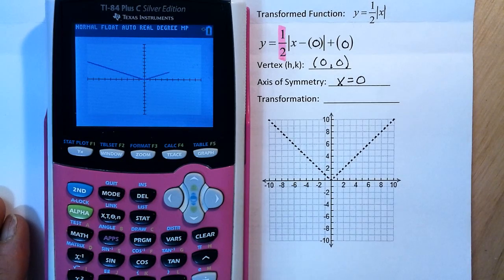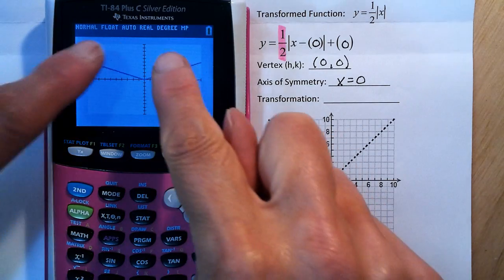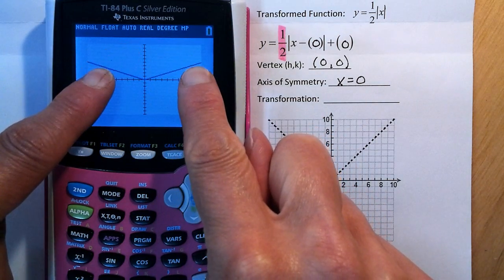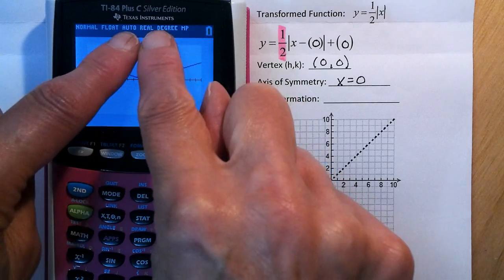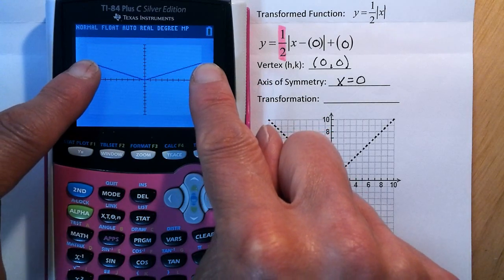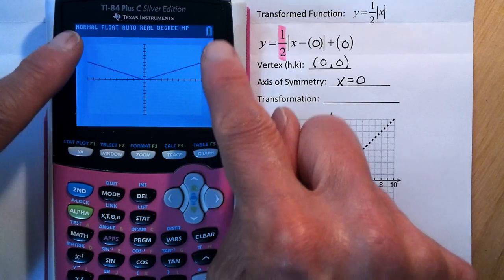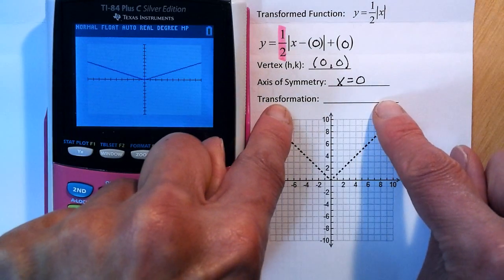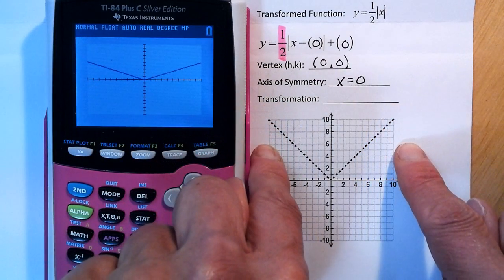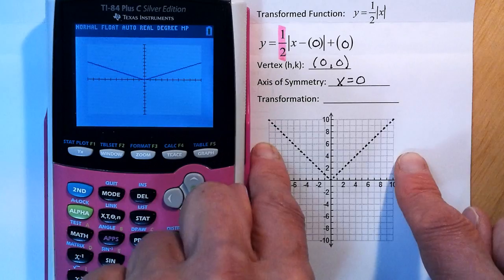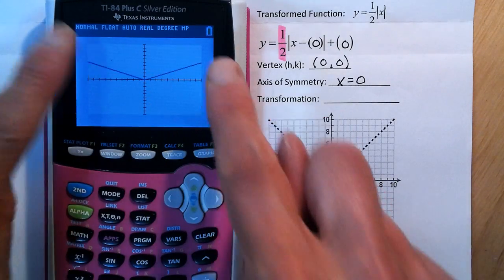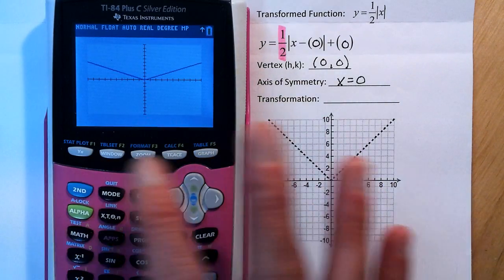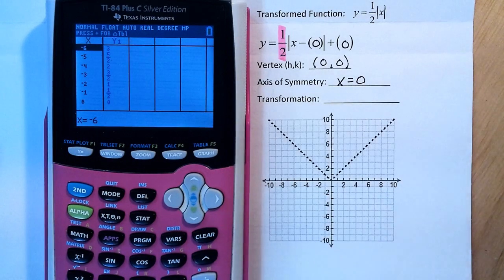Oh, this looks at first blush like it's the same as the parent, but actually it's been squashed, widened, or compressed. Compression means pushed down. If I were to take this and push them down, I would be compressing the function so it goes out wider. And in fact, that's exactly what happened. So let's go to our table.